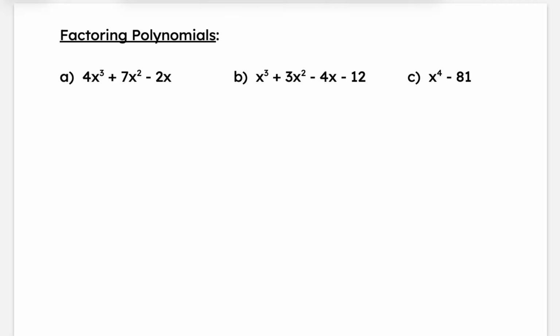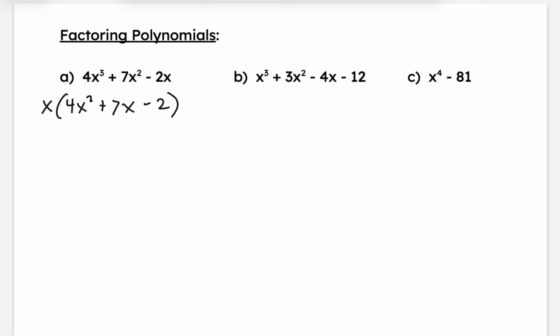If you look at part A, you'll notice that they all have an x in common. So the first thing I'd want to do is factor out an x, which is going to give me 4x squared plus 7x minus 2. And then we're not done unless what's inside can't be factored as well. So inside the parentheses, we have a quadratic.